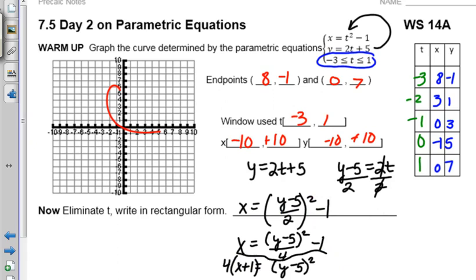But this is the equation from last week, right? The form we used last week of a sideways parabola whose vertex is at -1, 5. Does that look right? Clearly on my picture it's at -1, 5. Okay, maybe not. Are we good?